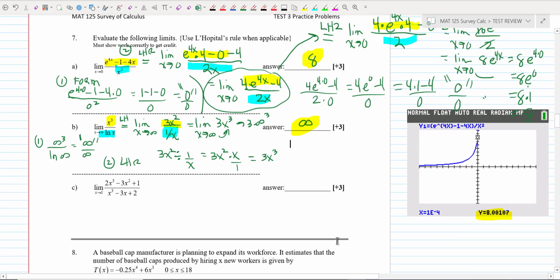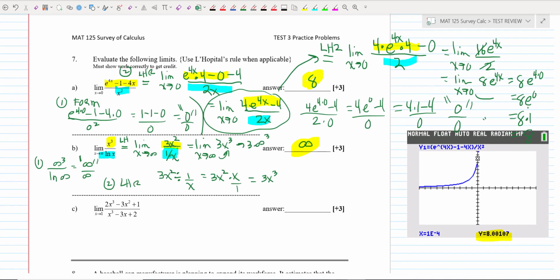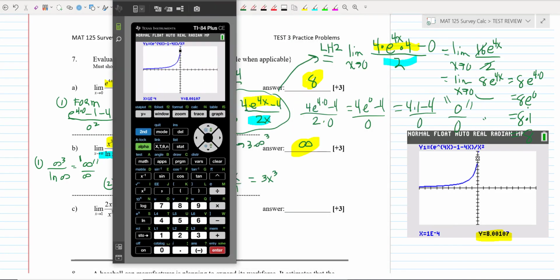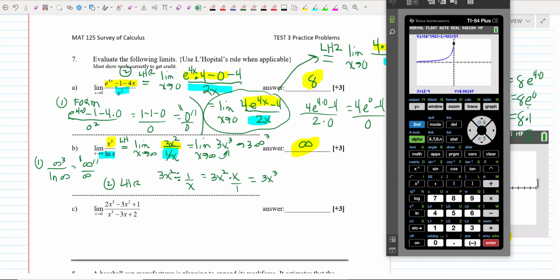Okay. And again, what you could do on this, you've got the answer of infinity. You might as well find out if you're right. So what you would do is just graph this function I gave you. So the function is x to the third, and then divide by ln of x. And again, I'll just do this in a standard window and just see kind of what this graph looks like.